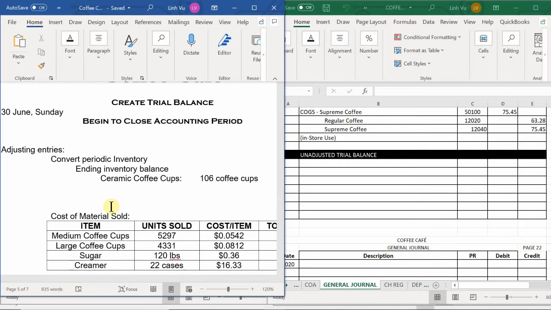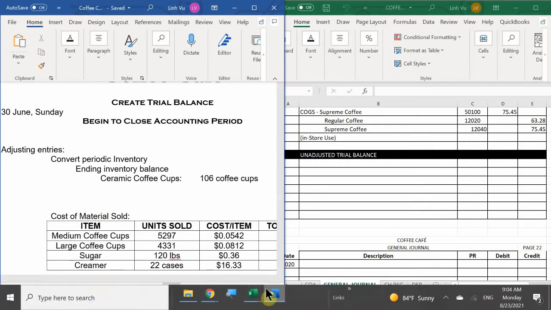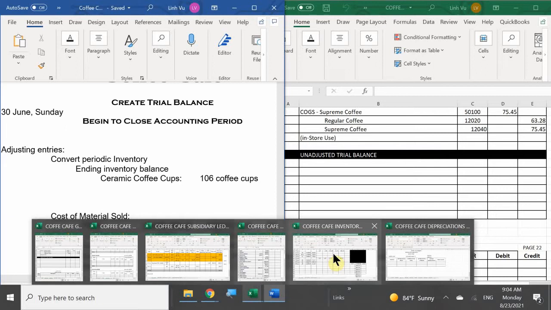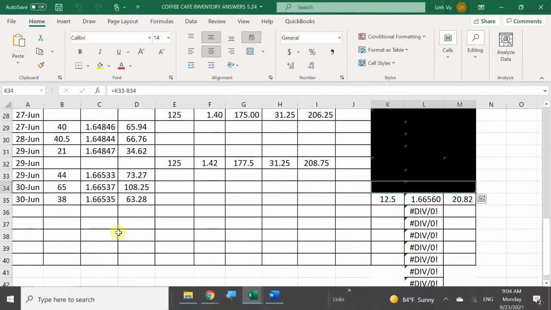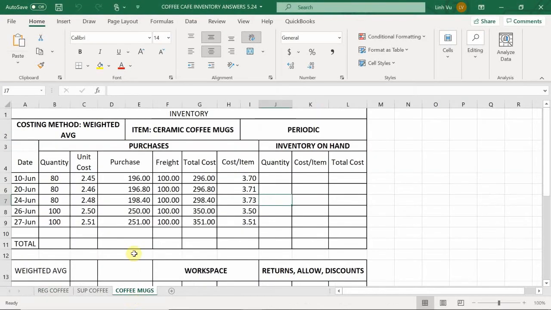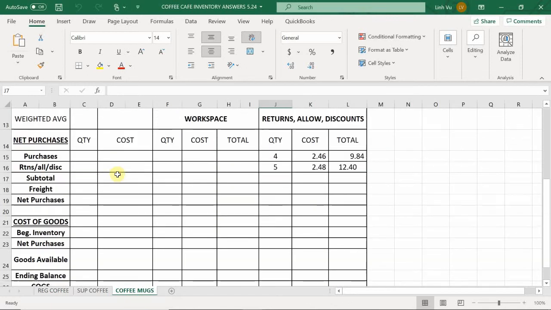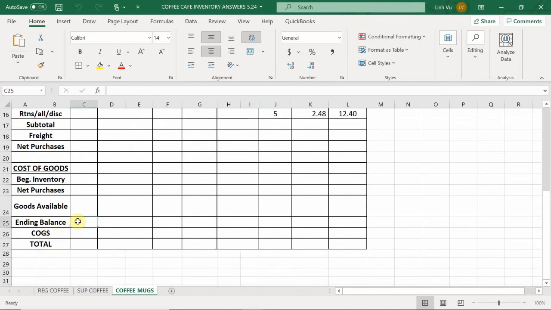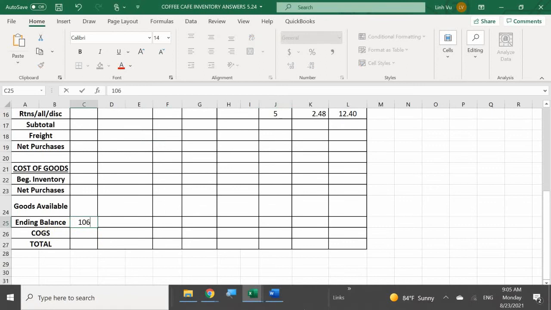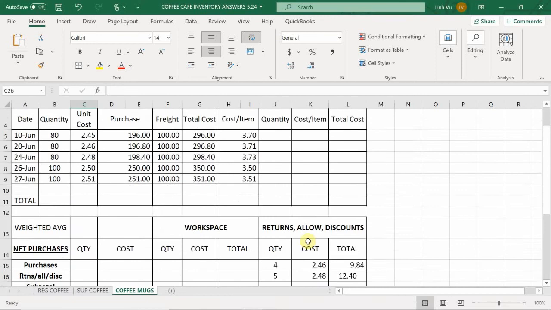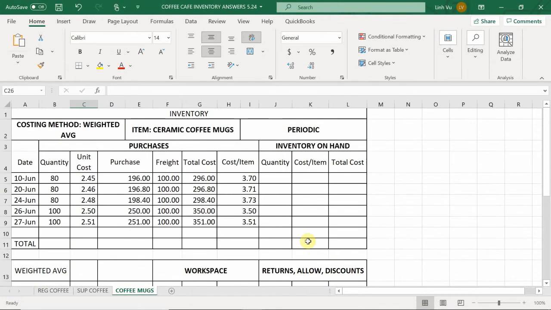So this is where we dive right into our inventory worksheet. We're going to go to coffee mugs, and now let's do our conversion, because we have the key information that our ending balance quantity is going to be 106 cups. If you guys remember, let's complete the rest of this table.